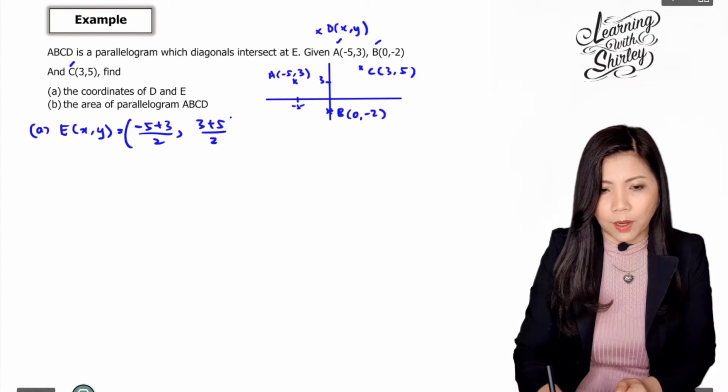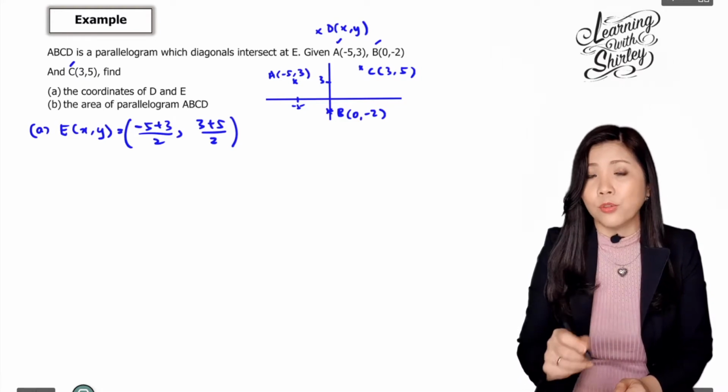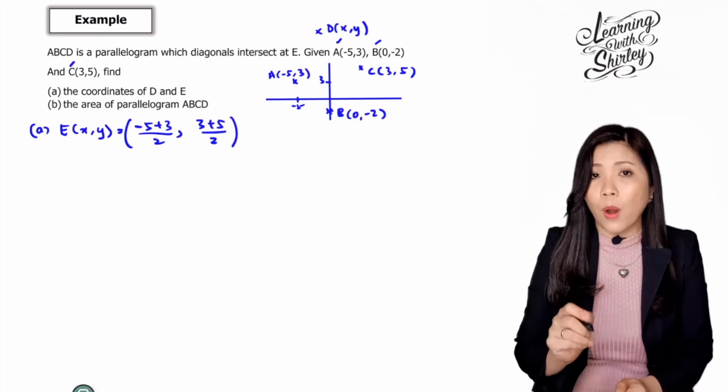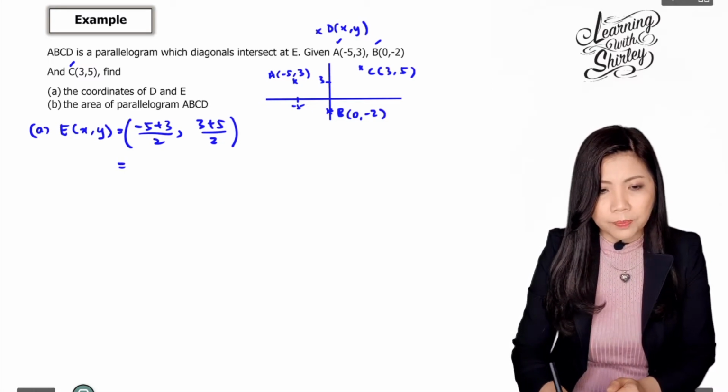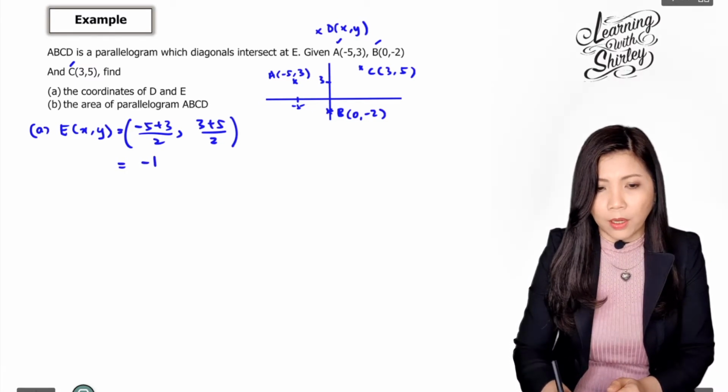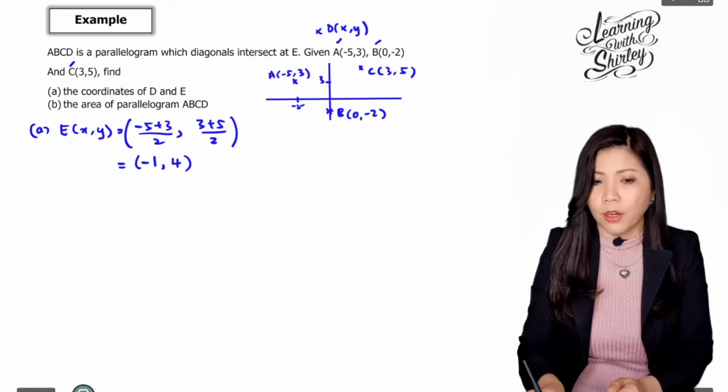For those who don't know how to find the midpoint, the formula is (x1 plus x2) over 2, comma, (y1 plus y2) over 2, in brackets. So this equals, -2 over 2 is -1, and 8 over 2 is 4. So the coordinate of E is (-1, 4).